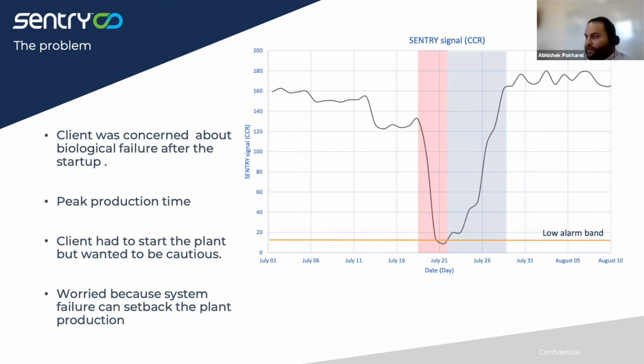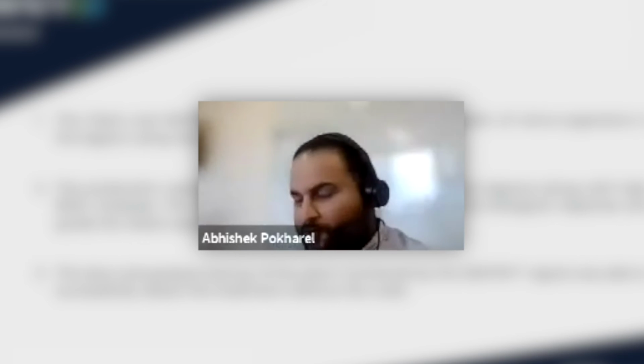So there were a couple of issues with this. One, it's summer and there's a peak production time. The client had to start the plant, but we're very cautious and worried that if they break the system, it might set back the plant production. They contacted us, and next step, what we did is the client and SENTRY worked closely. In the next slide, we worked closely with the client, monitoring the signal during the startup.